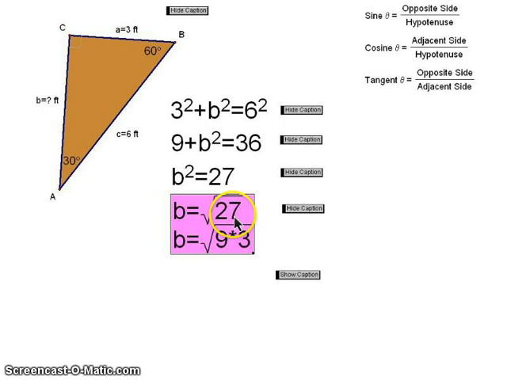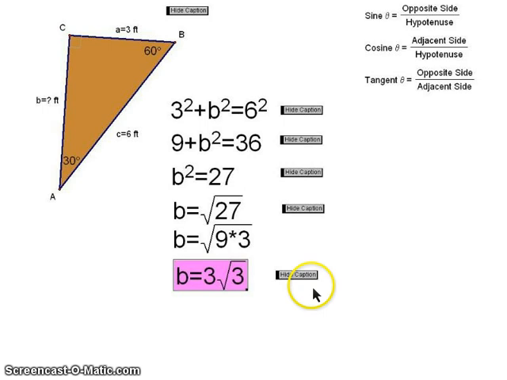That's the exact answer. If you remember correctly, early in the year we simplified radicals. And inside of 27 is a perfect square, 9. 27 is the same thing as 9 times 3. And since we know the square root of 9, we take that out. And the exact answer is b is 3 times the square root of 3 feet long, which is a bit awkward to say, but that's the exact answer.